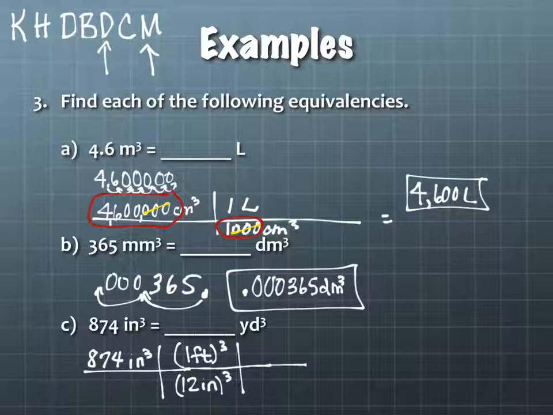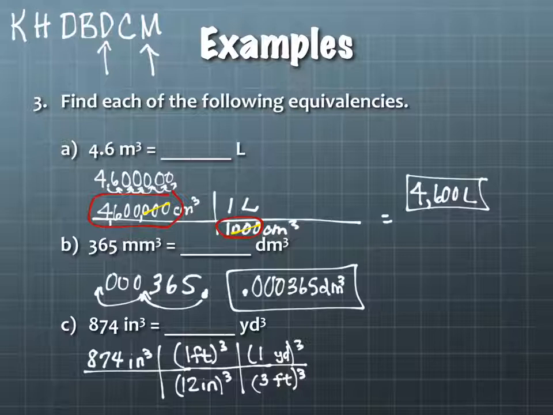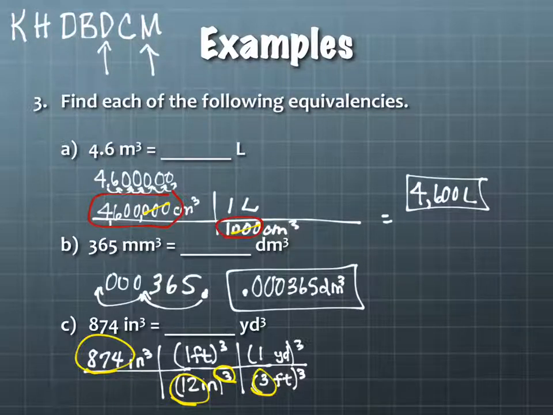But I don't want feet, I want yards. So how many feet are there in 1 yard? 3 feet in 1 yard. And again, I need the measurements to be cubed. So what I end up with is 874 here. I have 12 cubed here, and I have 3 cubed here.